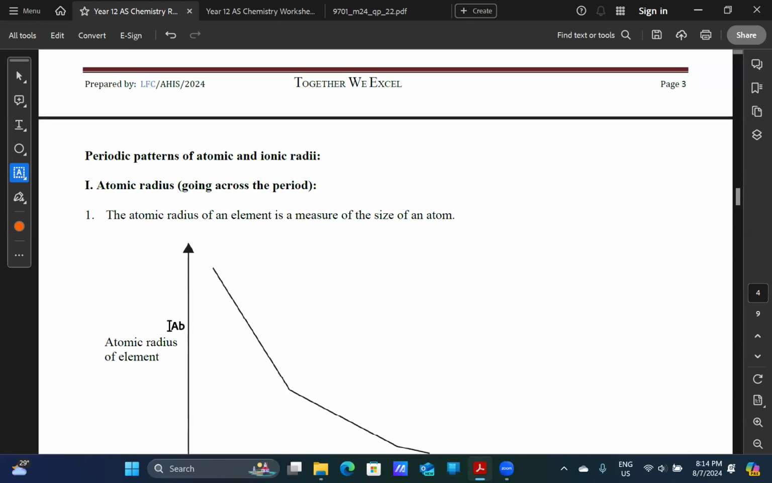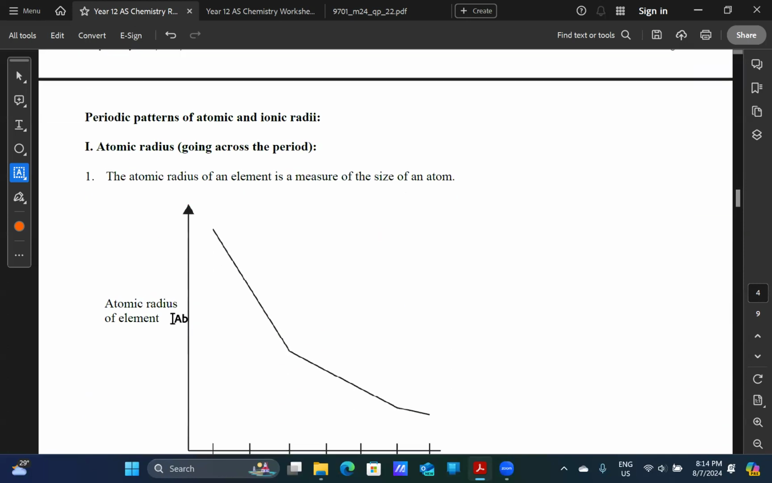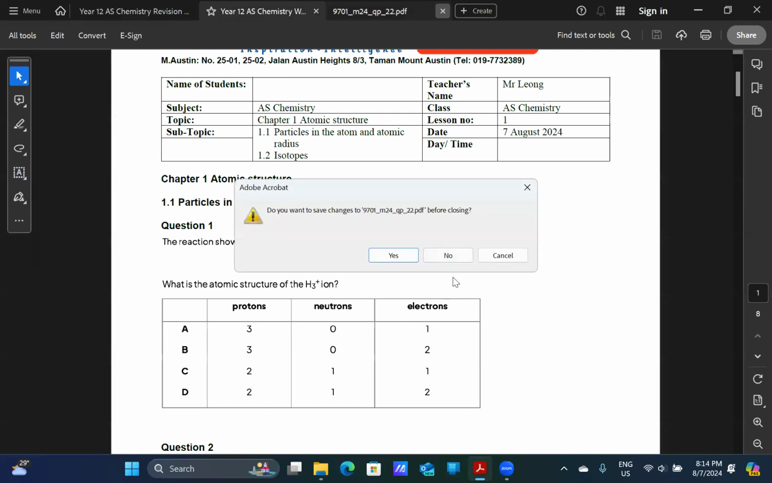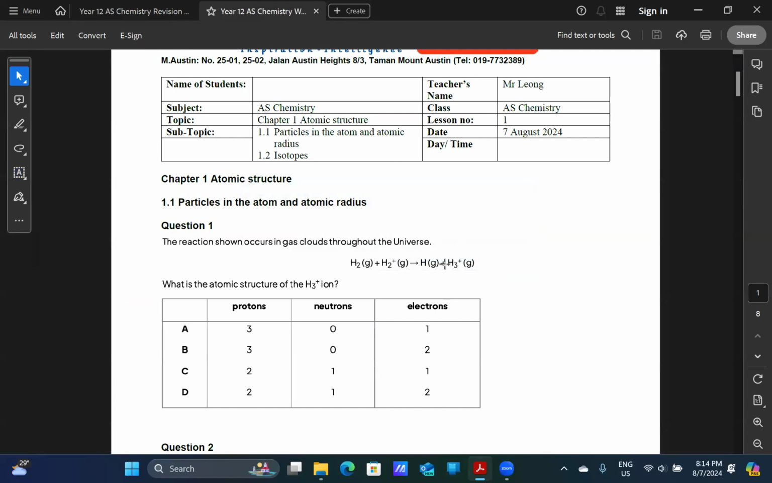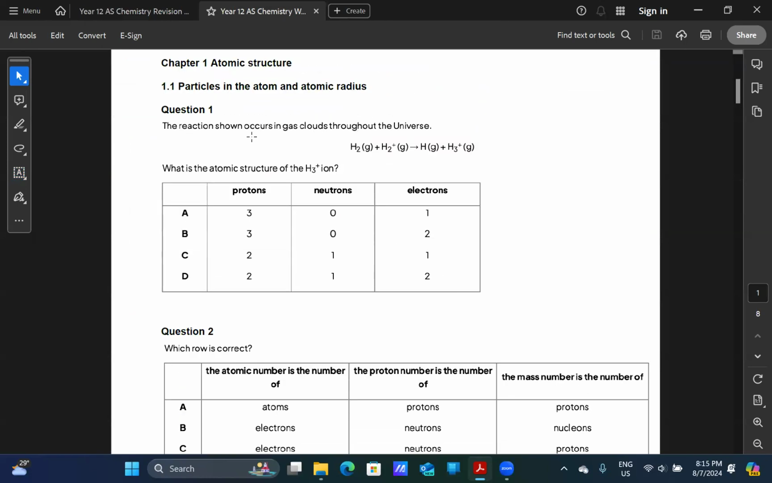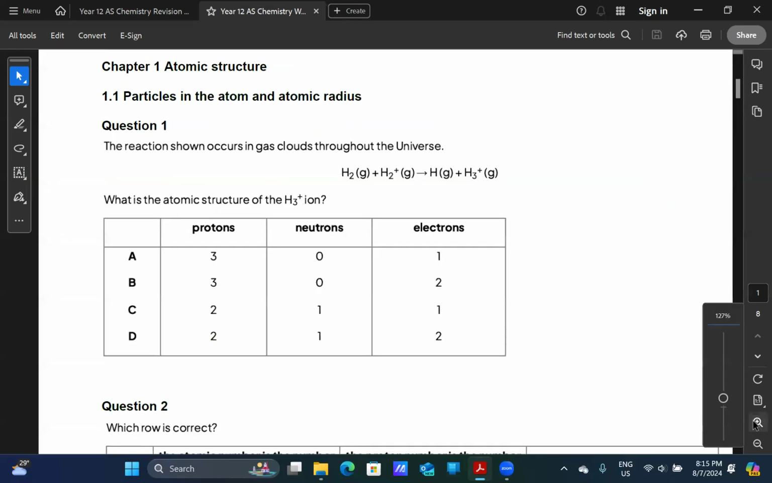I will not proceed to the periodic pattern of atomic and ionic radius at this moment. I will pause for a while and move to the next section to discuss the questions about the part we have just discussed. I think I will zoom it first. Please get yourself ready with this worksheet.